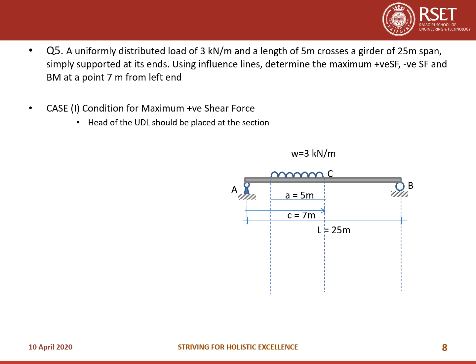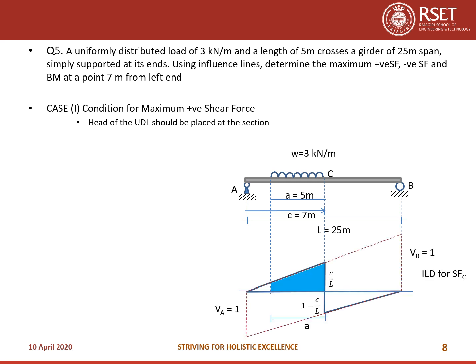So what is the condition for maximum positive shear force? The head of the UDL should be placed at that section. So you have C is equal to 7 meters, a is 5 meters. So the same shear force diagram. Now the shaded portion is a trapezium, right? At section A, the higher end of the trapezium is C by L, and the smaller end over here will be (L by 2 minus C) by L. So you just do that.